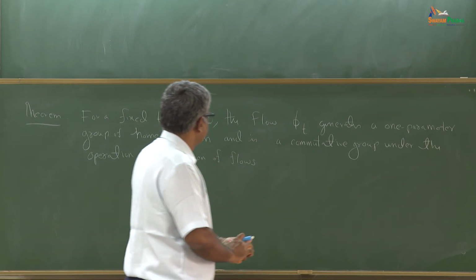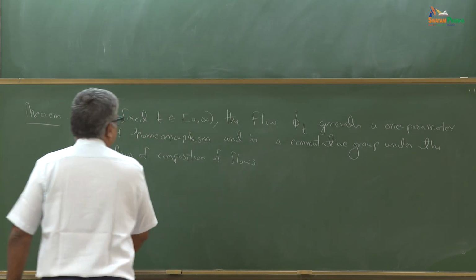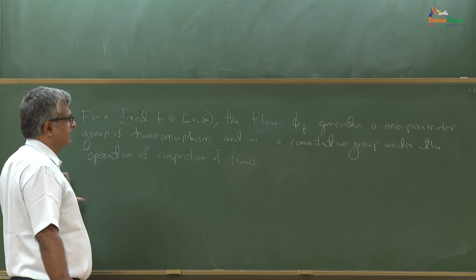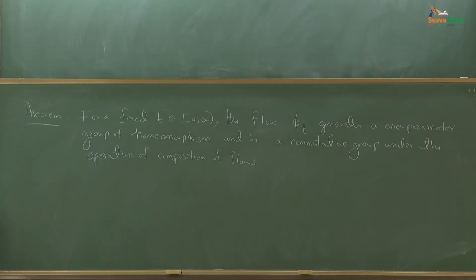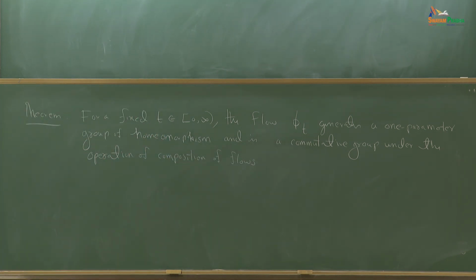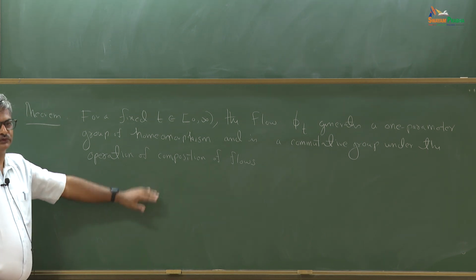Okay. So what does this theorem say? That for a fixed t, the flow phi t, which is a map from D to D, right? We gave a geometric interpretation of a fluid flow. So the flow phi t generates a one parameter group. That one parameter refers to this t. So it's a one parameter group of homeomorphisms, and is also a commutative group under the operation of composition of flows.